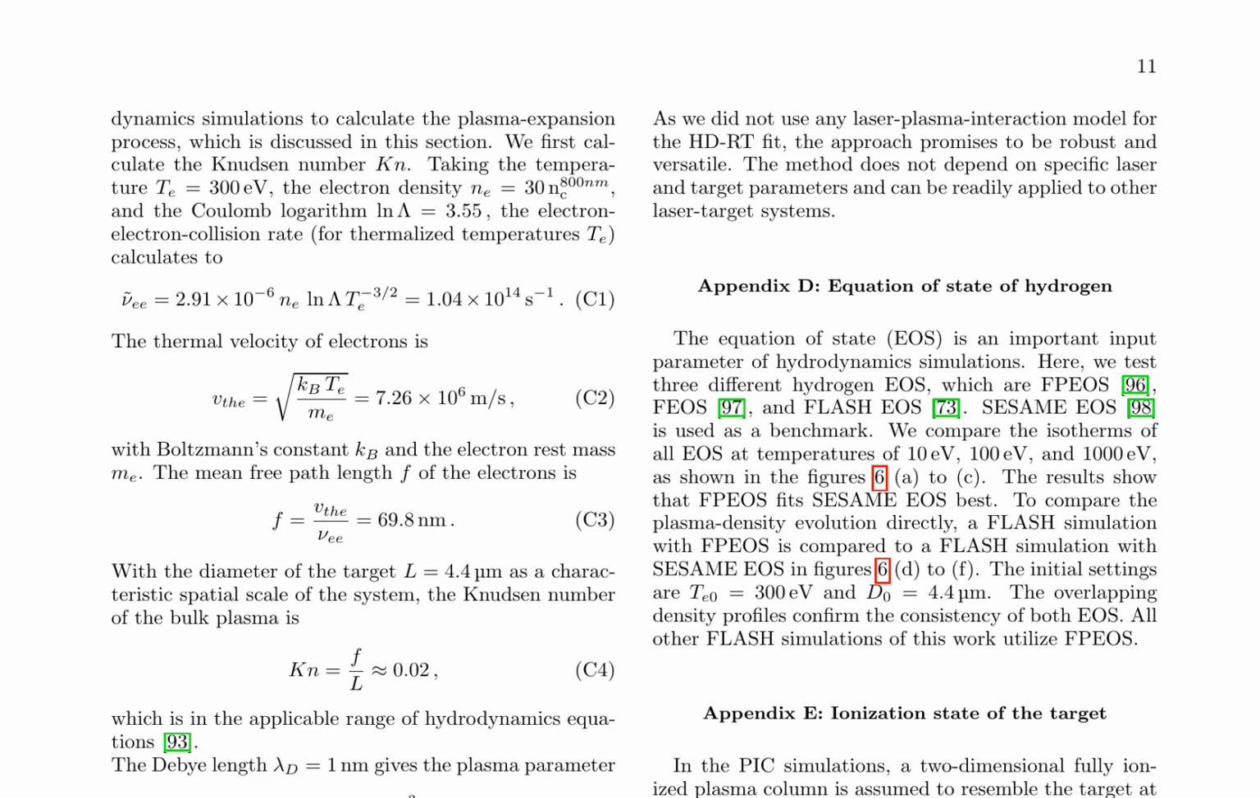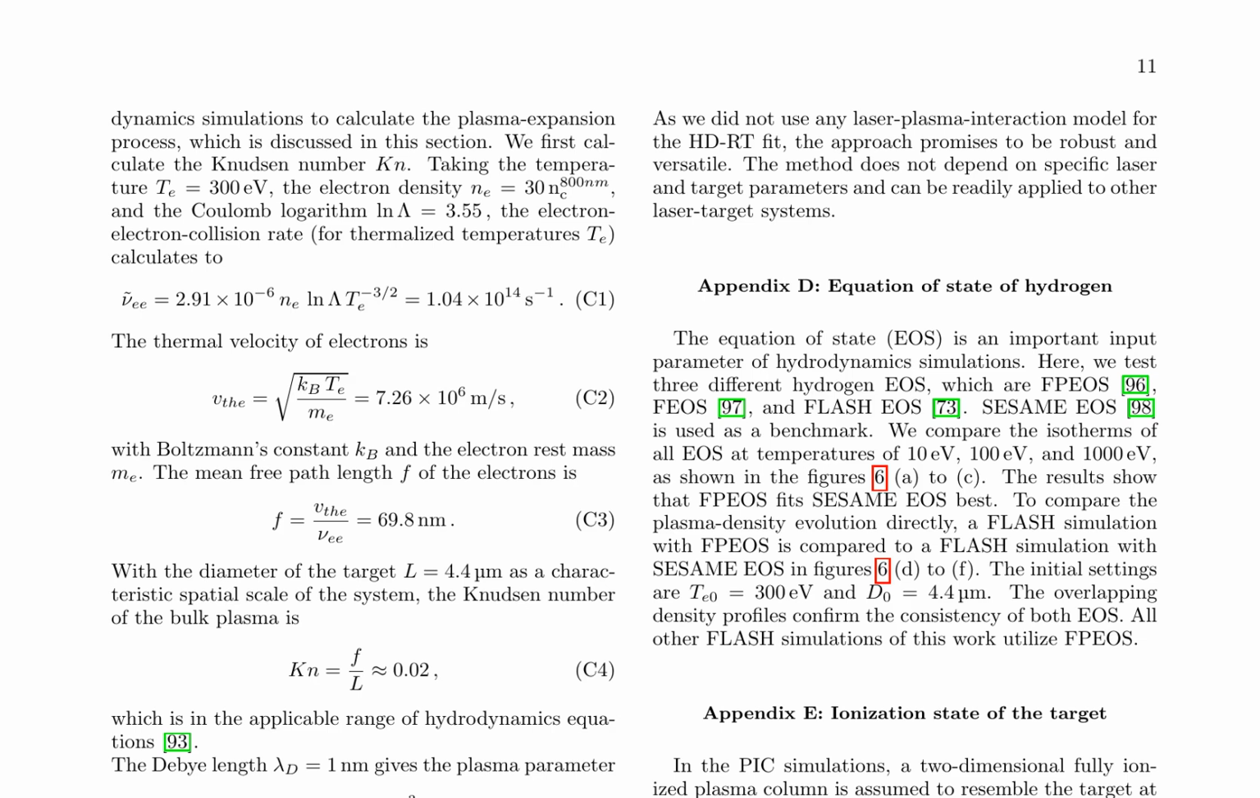Here is a combined summary of pages 11 and 12 of the research paper. To investigate the plasma expansion process, the authors calculate the Knudsen number, which indicates that hydrodynamic simulations are feasible for this process. The thermal velocity of electrons, mean free path length, and Debye length are calculated, showing that the plasma is weakly coupled and weakly magnetized.